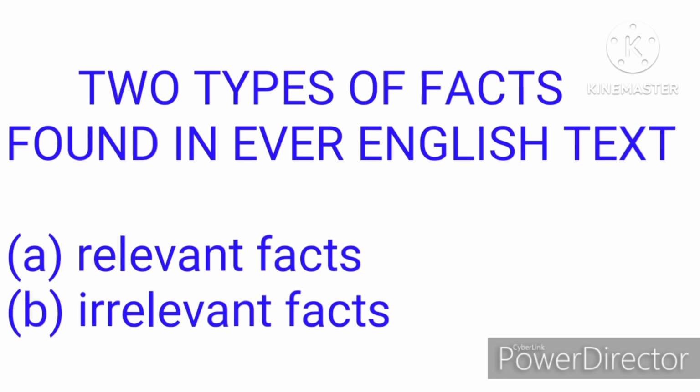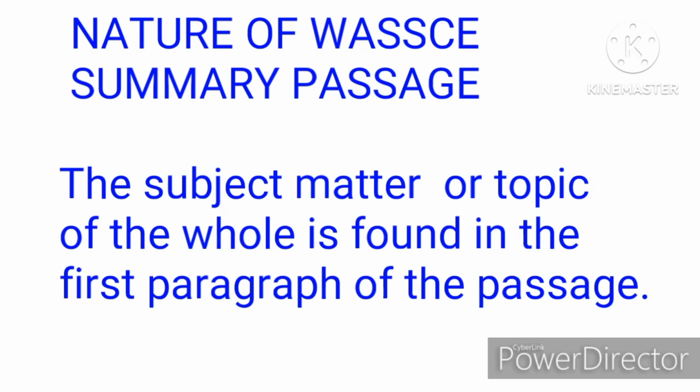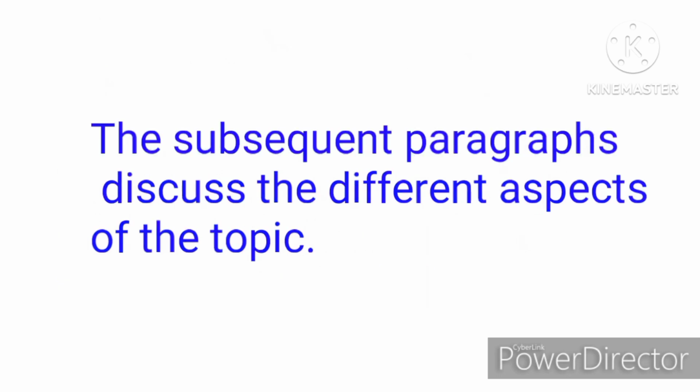Now let's look at the nature of WASC summary passage. WASC summary passages usually have the subject matter or the topic of the passage in the first paragraph. You have to find out what the whole passage is all about in the first paragraph. Is it about religion, education? Is it about sports? Find out what the whole passage is all about in the first paragraph. And when you do that, you have sparked the engine of your success. Then the subsequent paragraphs of the passage discuss different aspects of the topic or the subject matter of the passage.